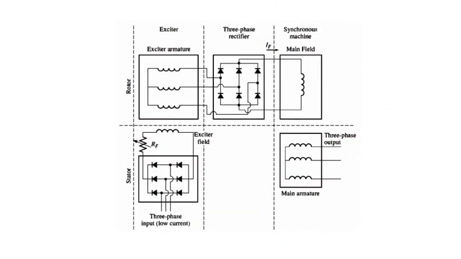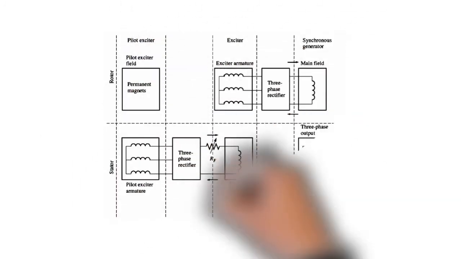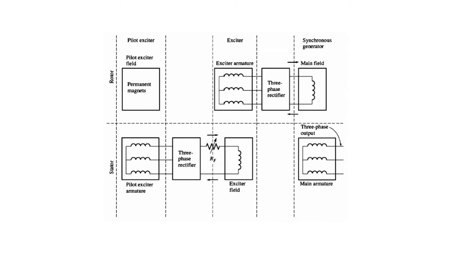So this is the configuration of the exciter circuit. We can see the stator and the rotor of the exciter circuit, rectified using a three-phase rectifier feeding the synchronous machine. In another configuration, we use a pilot exciter along with the exciter circuit. The pilot exciter will be fed through a permanent magnet DC motor. So in this case, without using any external power source, we will be able to produce the DC field.